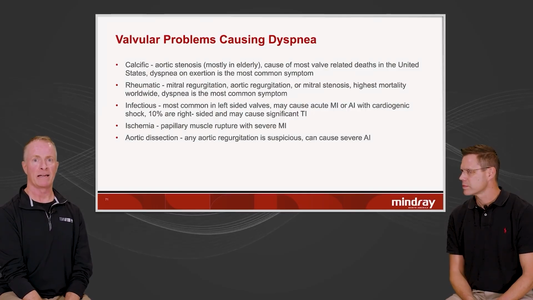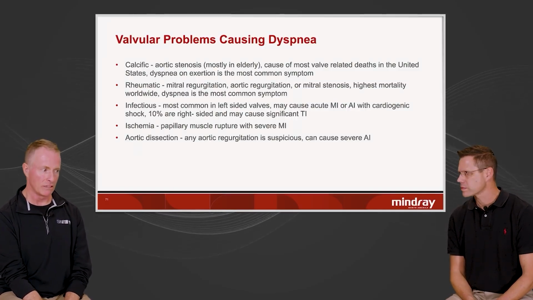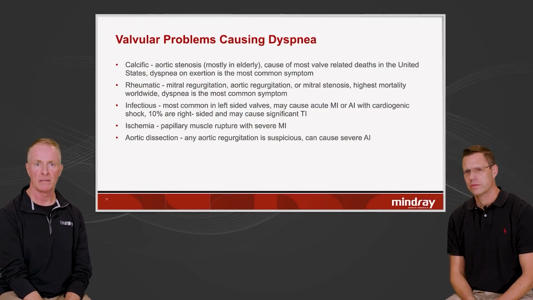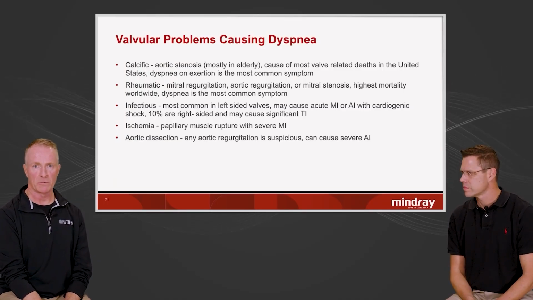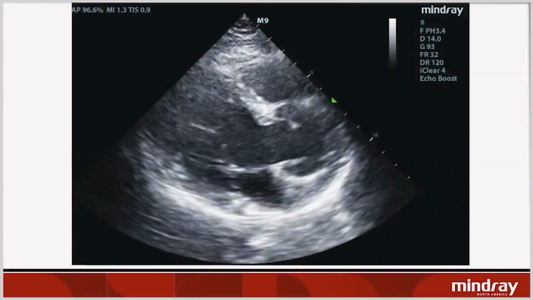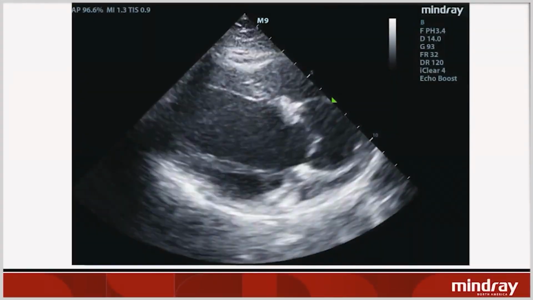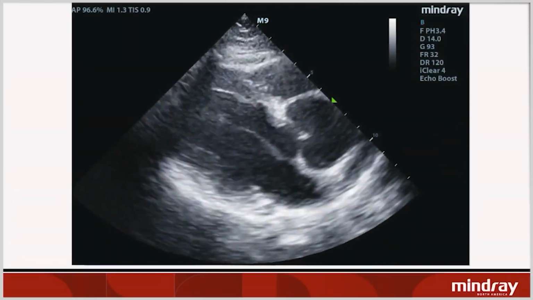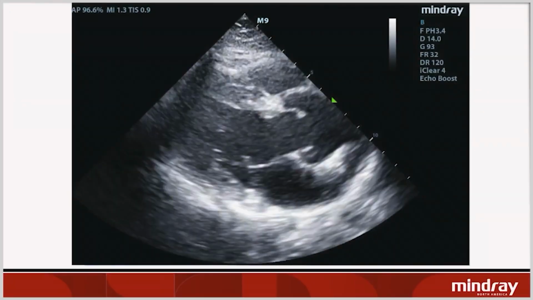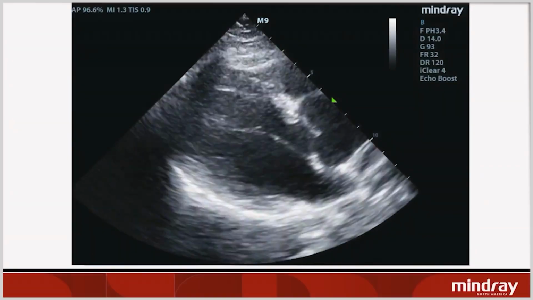So dyspnea is going to be the time when someone comes in with exertional dyspnea, that's when you can pick it up. They can also, of course, get dizzy and pass out, but dyspnea is the most common. So always keep it in mind. It's easy to rule out. Like we said, the parasternal long axis is kind of your go-to. And if you can see the aortic valve open like this, they don't have aortic stenosis. You just rule it out.